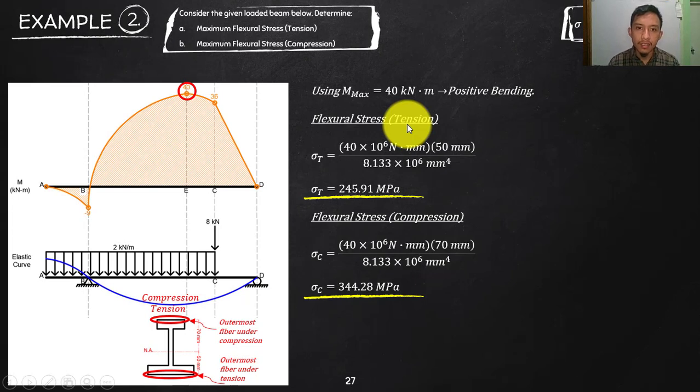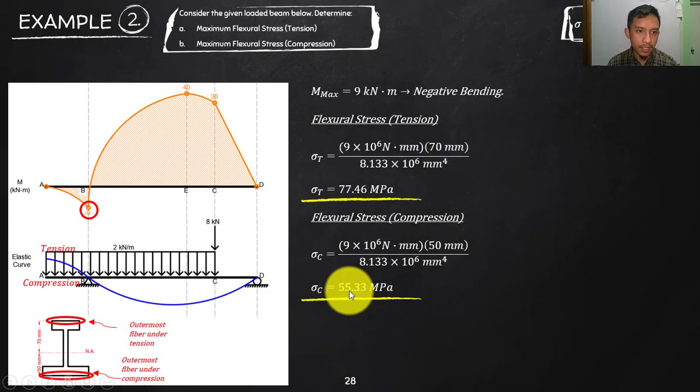So again, your sigma is Mc over I. Let's investigate first the positive moment 40. So Mc over I will give us 245.91 megapascal. That is your tension. Below is tension, on top is compression. So that is the below, which is 50. On top, all we need to do is change the C to 70 to get your compression, which is 344.28. Now we need to compare that one with the value.